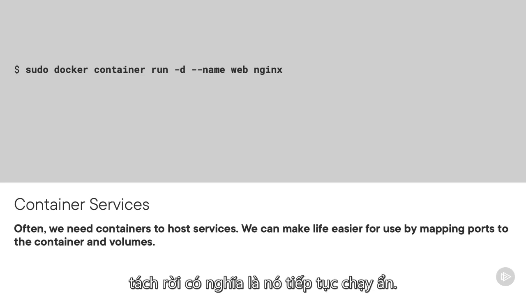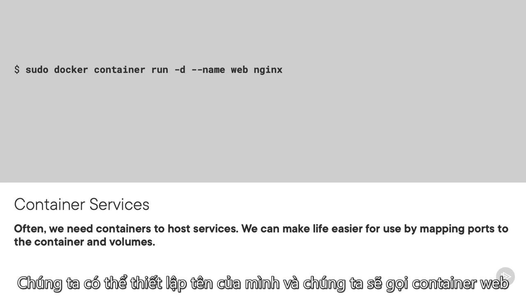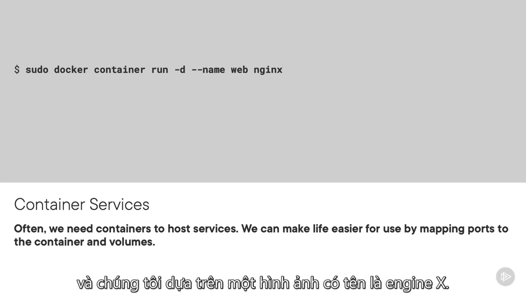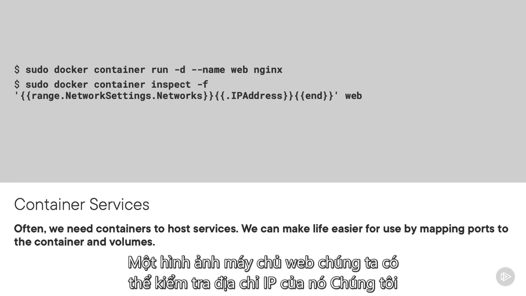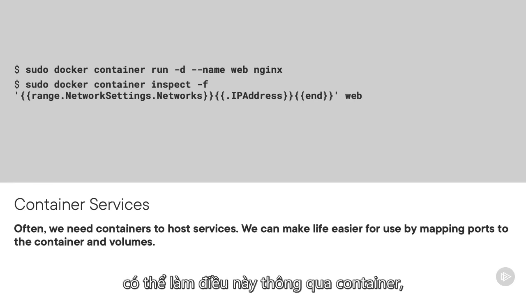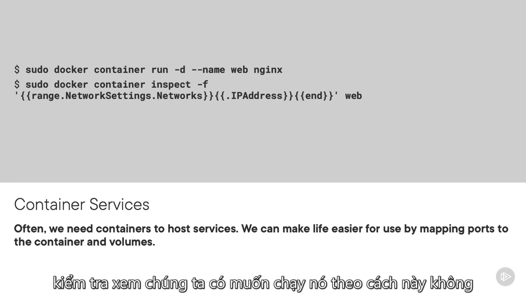Running it detach means it carries on running in the background. We can set up our name, and we're going to call the container web, and we're basing it on an image called Nginx, a web server image. We can check its IP address. We could do this through the container inspect.